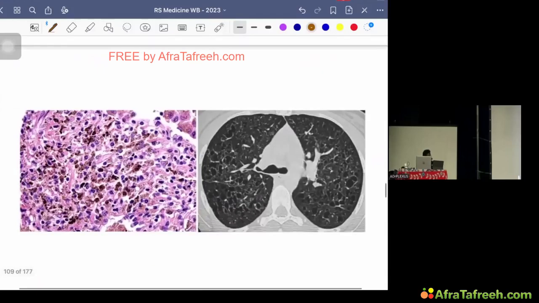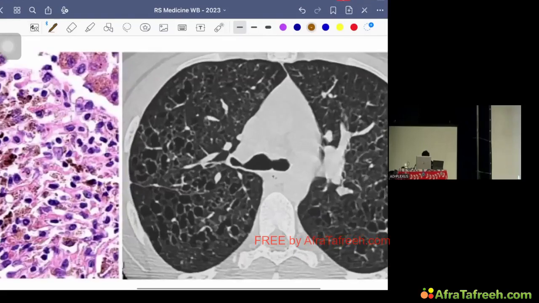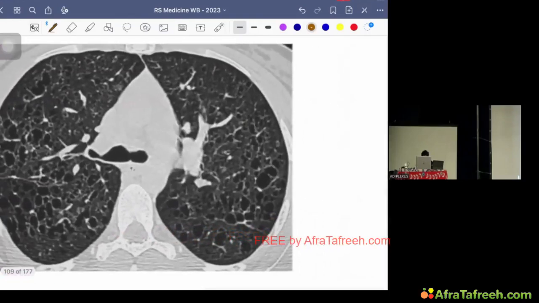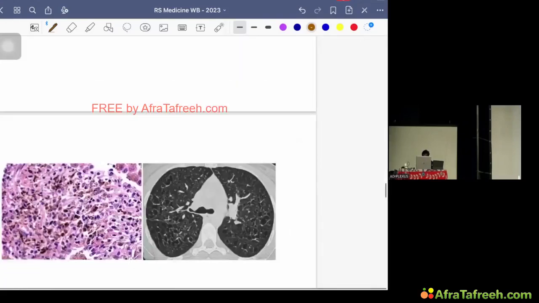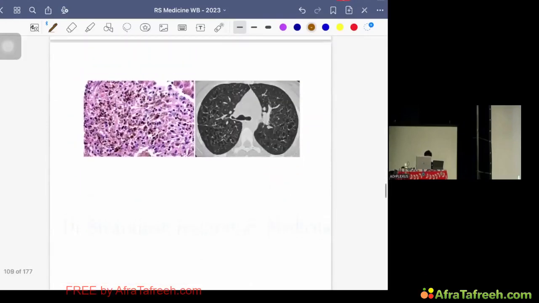What is this? Smoking associated ILD. What is this called? Smokers macrophages. What you see here is a lot of cysts and cavities. Sometimes these cysts and cavities will rupture to form pneumothorax. So pneumothorax is associated with pulmonary Langerhans histiocytosis. Very, very important thing.